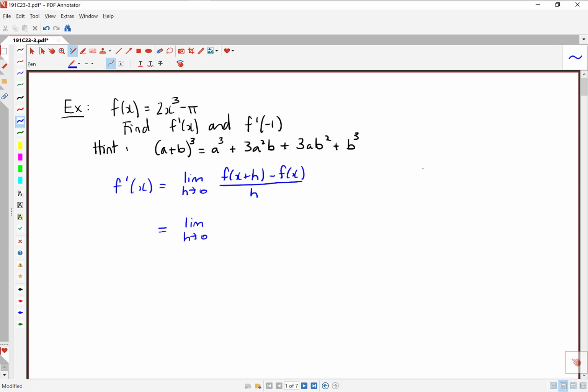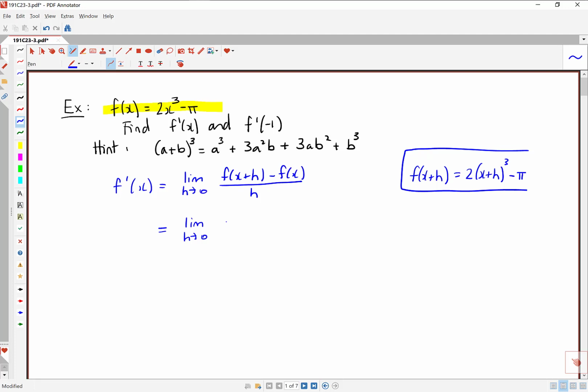So let's think over on the side here, what would happen if we wanted f of x plus h? Well, we would need to look at our function. Here it is. And let's replace every x that we see with an x plus h. So we would have 2 times x plus h all cubed minus pi. So that expression there is our f of x plus h.